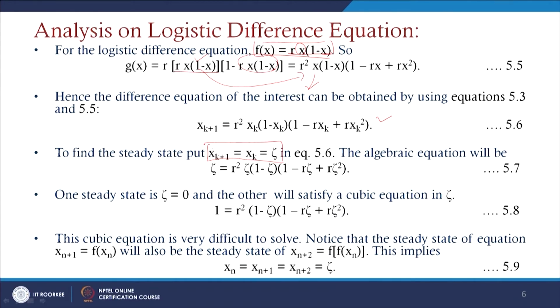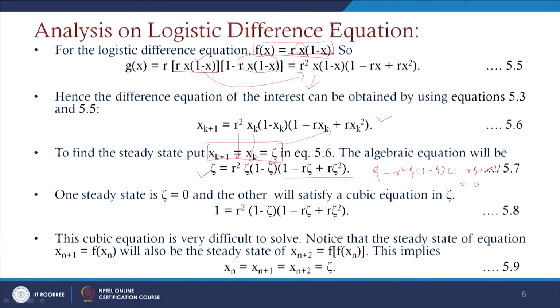And if you put these values in equation 5.6, then the algebraic equation will be reduced to the form, since x k plus 1 equals zeta and r square is still there. So, x k is replaced by zeta, then 1 minus x k is replaced by 1 minus zeta, and 1 minus r x k plus r x k square can be written as 1 minus r zeta plus r zeta square. If we take the difference of the left hand side and right hand side, we can take common zeta from this equation. We can write zeta minus r square zeta into 1 minus zeta into 1 minus r zeta plus r zeta square, this equals 0.